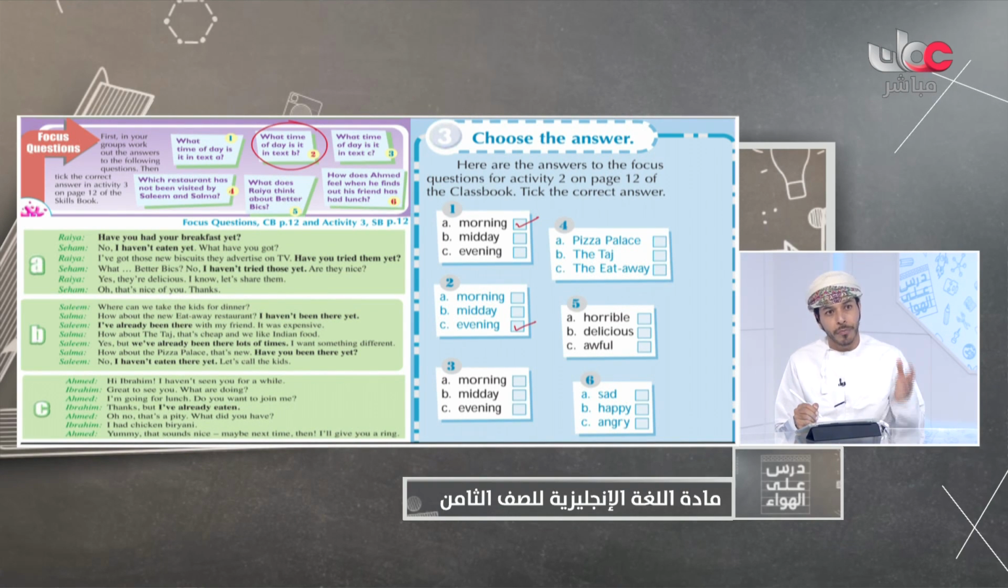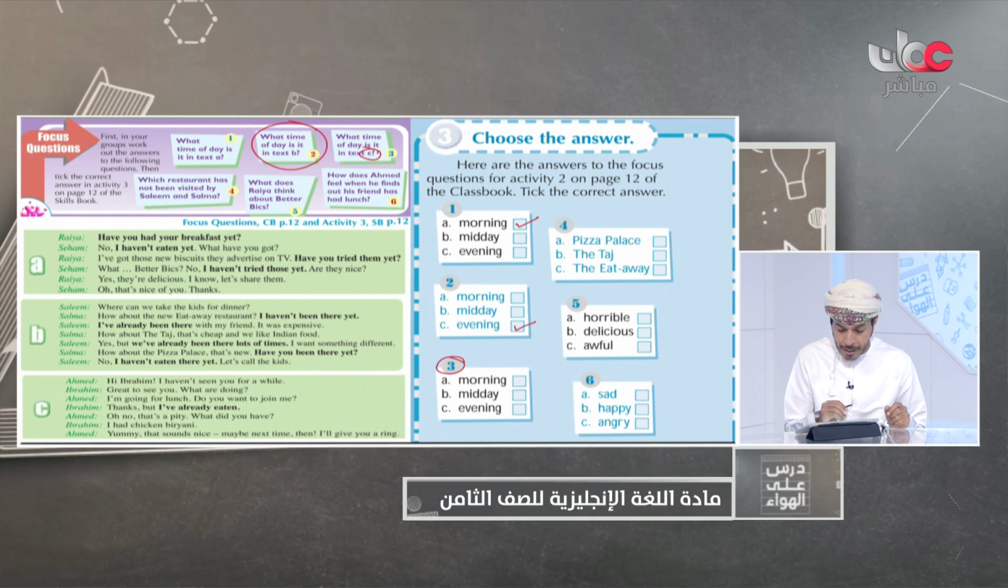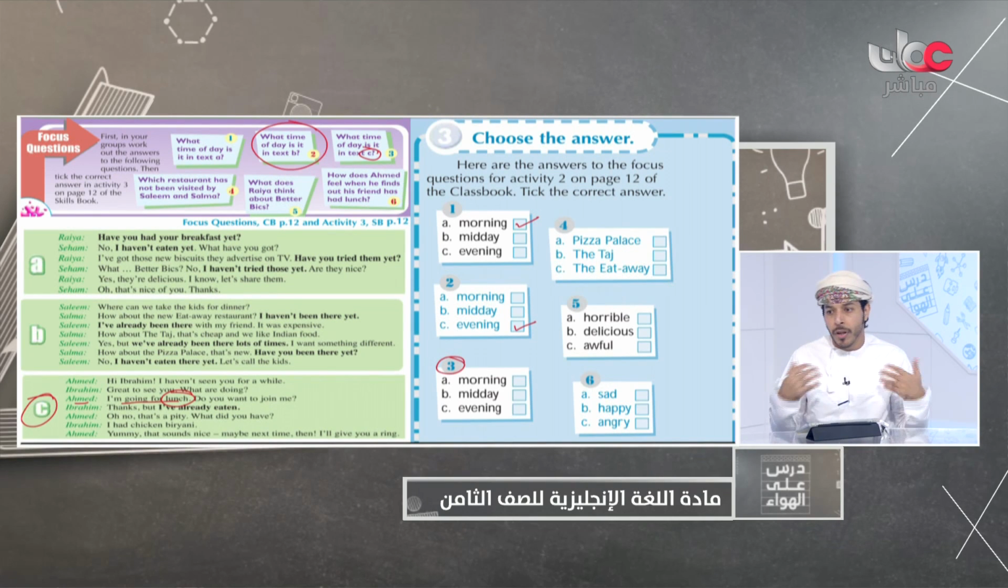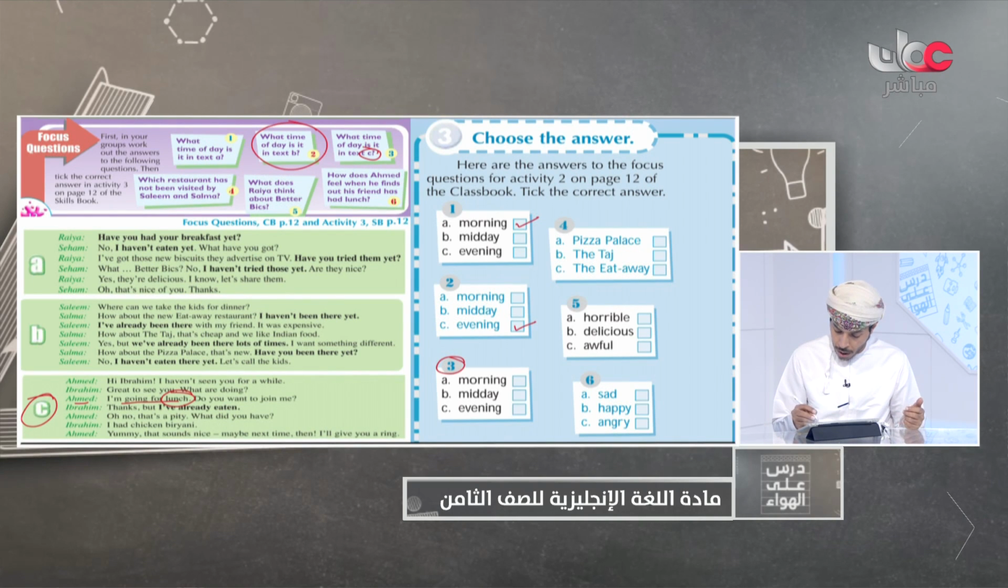Good. The same thing for question number 3. What time of day is it in text C? And in text C, we have this conversation between Ahmed and Ibrahim. Hi, Ibrahim, I haven't seen you for a while. Great to see you. What are you doing? Ibrahim said, Ahmed, I am going for lunch. Do you want to join me? So they are talking in the midday, of course. Not in the morning, not in the evening, because they are talking about lunch, and we know that lunch in Oman is eaten during the period of time between maybe 12 to 4 o'clock in the afternoon. So it is midday, okay?